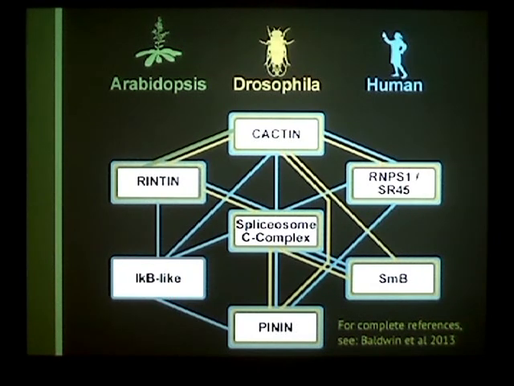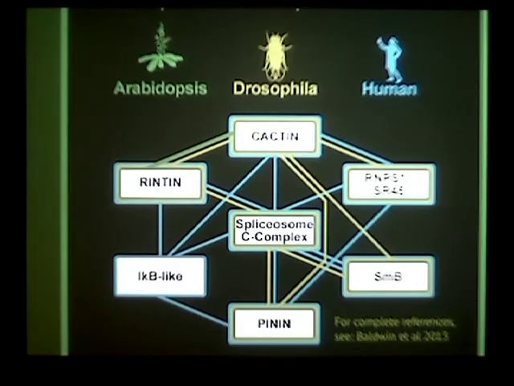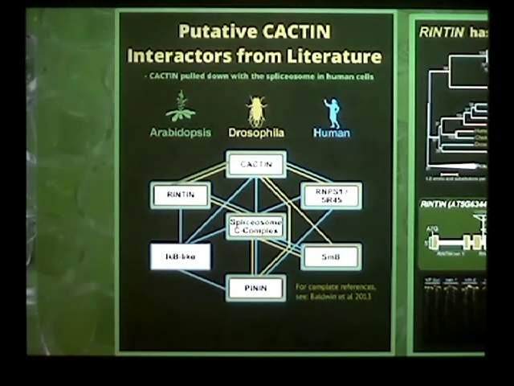I-kappa B-like, don't be misled by the name, is not really that much like I-kappa B, but it's a nuclear protein that there's a number of lines of evidence connecting it to the spliceosome as well. So we've kind of got this network of interactions that are supporting this connection to the spliceosome.